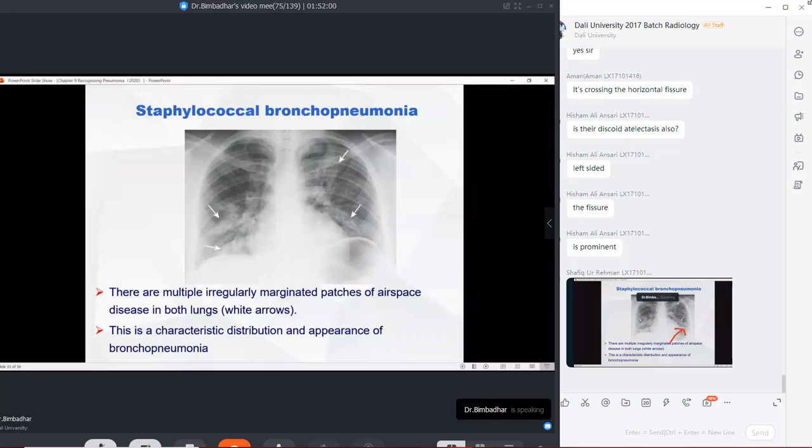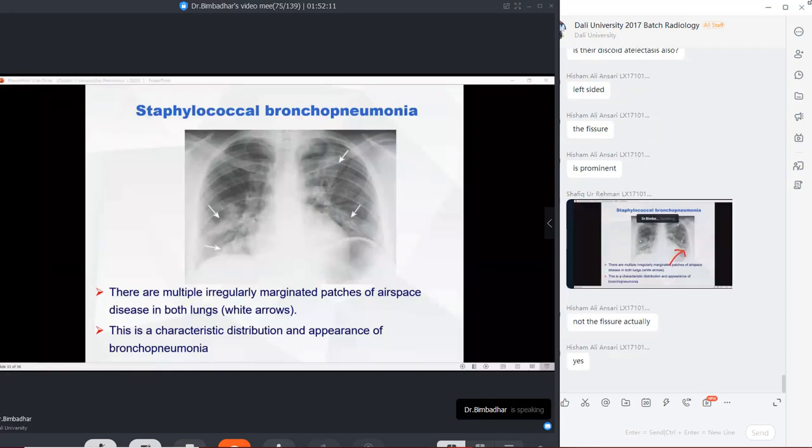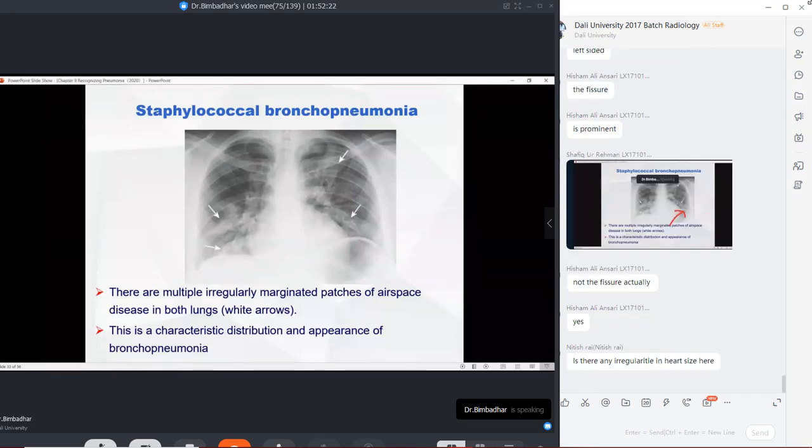No, that is the stomach shadow, okay? What Shafiq is pointing out is not the fissures. It is the stomach shadow. It is the antrum of the stomach, okay? Right?